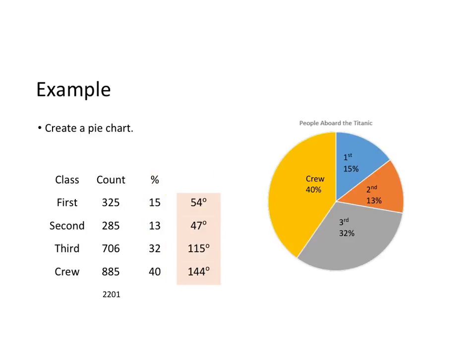Here is our completed pie chart. Notice we have everything that we were looking for. We have a title, people aboard the Titanic. We have our category labels: first, second, third, and crew. And we have our appropriate percentages. And the pieces of the pie are nice and shaded in.